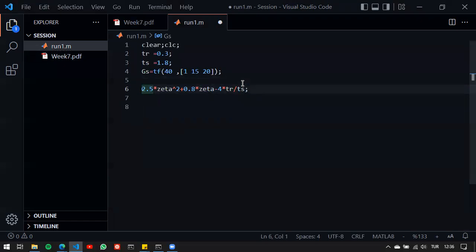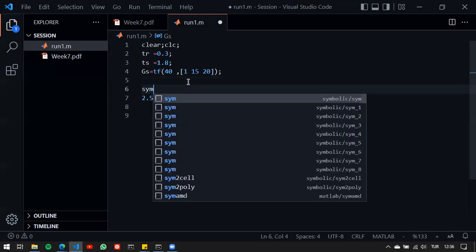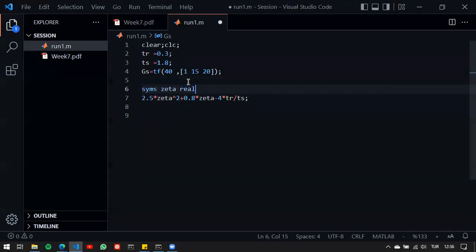So I'm looking for the root of this. You can maybe use the symbolic engine here, define zeta real, and then try to solve that. But I'd not go that way. I'll just use the roots command. And using this command, I can just give the coefficients. And I know that the coefficient here is 2.5. And then we have 0.8. And then minus 4 times Tr divided by Ts. So there we go.